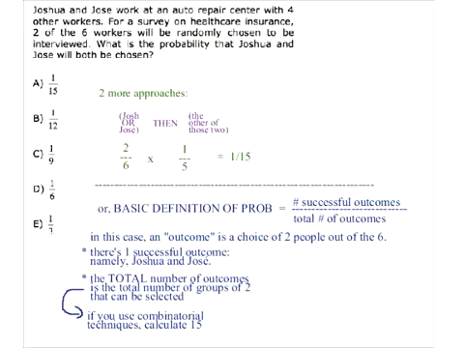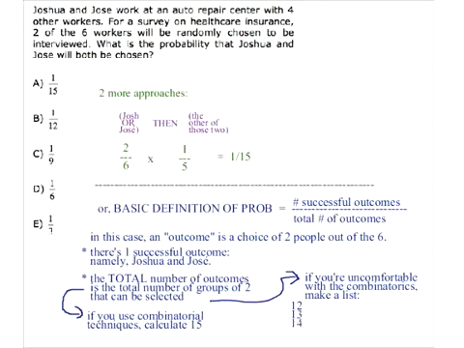If you don't know combinatorial techniques, you could just make a list. It doesn't really take very long. If you're uncomfortable with the combinatorics, then make a list. Let's say Joshua and Jose are people 1 and 2. So then you can have 1 and 2, 1 and 3, 1 and 4, 1 and 5, 1 and 6. You can have 2 and 3, 2 and 4, 2 and 5, 2 and 6. Joshua and Jose are people 1 and 2 here.